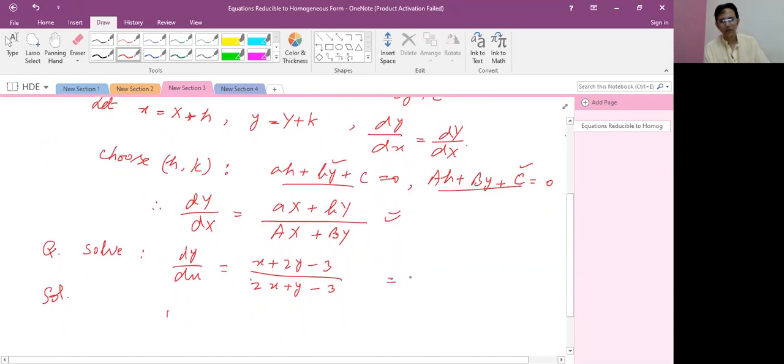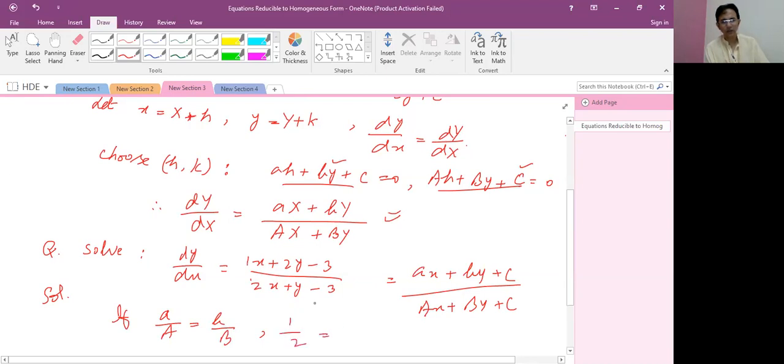First we consider the differential equation (ax plus by plus c) upon (capital A x plus capital B y plus c). When we compare both equations, the coefficient of x is 1, according to the condition. If a upon A equals b upon B, what does it mean? The coefficient of x is 1 upon 2, which equals 2 upon 1, b upon B. They are not equal.